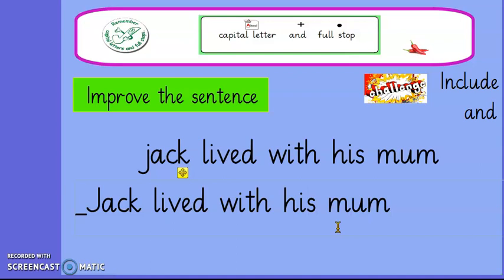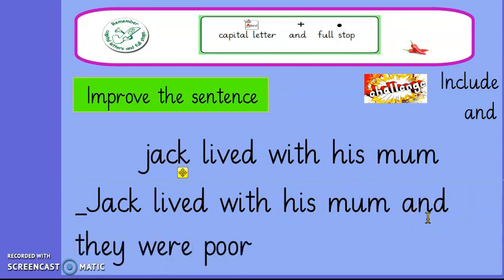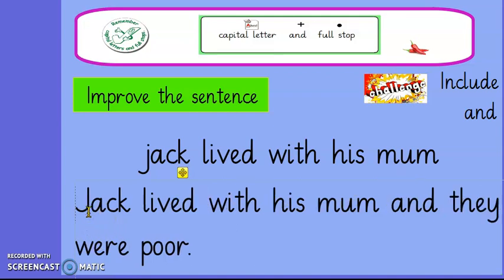Let's think about how we could extend that sentence. If I was going to use the conjunction and, I might write, Jack lived with his mum and they were poor. Full stop at the end. Let's double check. Have I got my capital letter in the right place? And my full stop? Yes. Well done.